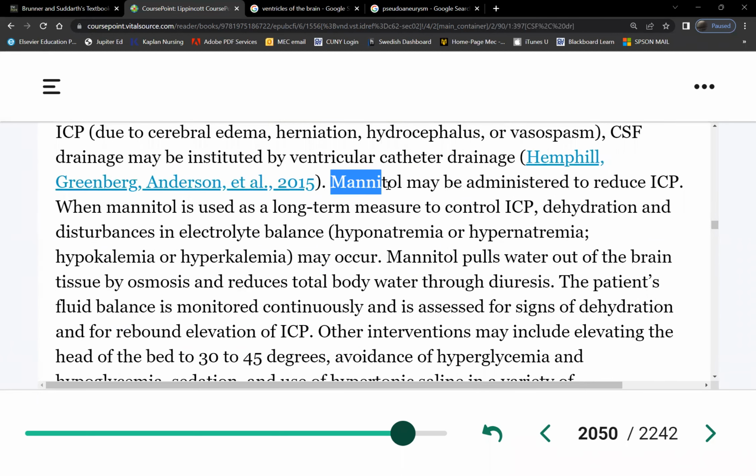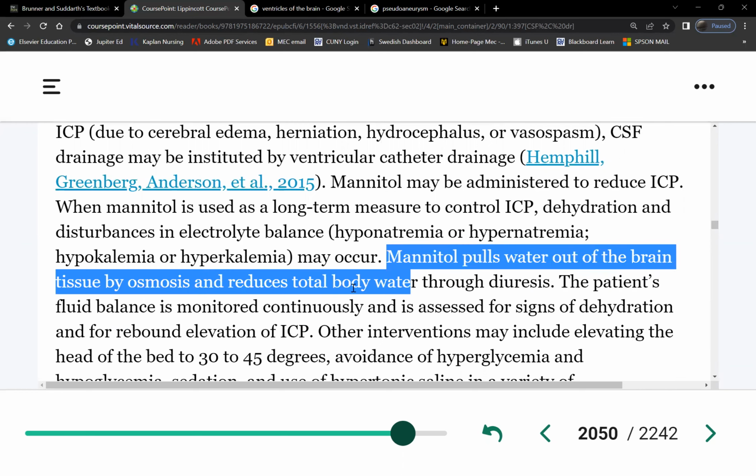Mannitol, I described mannitol last week, correct? So what is mannitol? It is a type of diuretic, an osmotic diuretic. It works the same way as hypertonic saline. Mannitol pulls water out of the brain by osmosis, hence what it's called osmotic diuresis, and then increases urinary output. That's why it's called an osmotic diuresis.